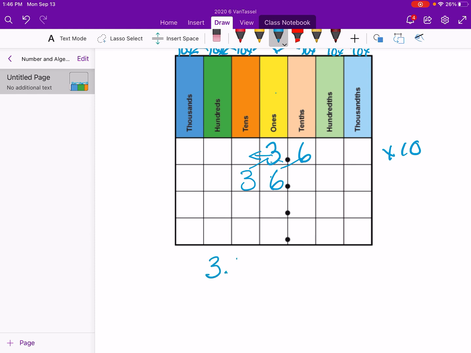So let's take a look at it this way. 3.6 times 10. Again, I like to just think of it as the decimal and moving that decimal place over one spot to make this number bigger. It's kind of what really happened here. It was here and it moved over one spot. So the answer is 36.